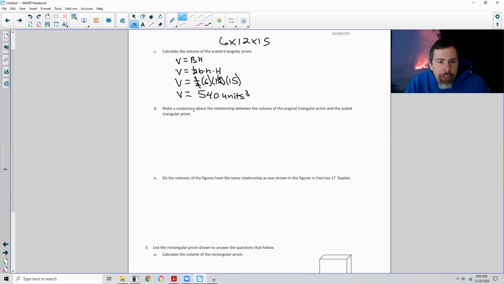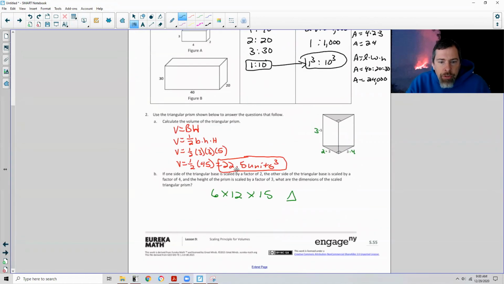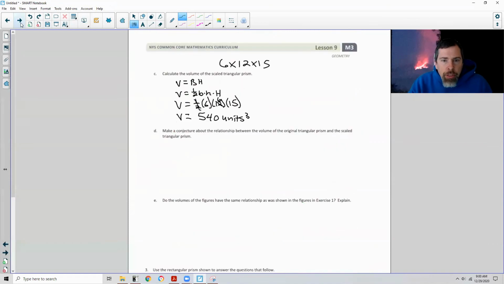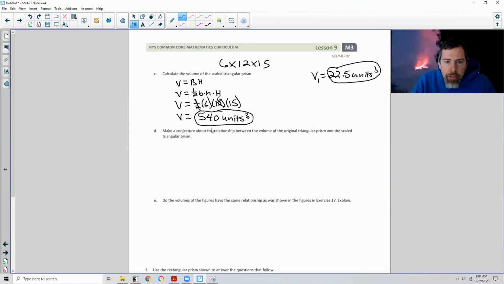Okay, so now it says make a conjecture about the relationship between the volume of the original triangular prism and the scaled triangular prism. So let's go back in that first. Let's look at the volume of the original. The volume was 22.5 cubic units. So let's bring that down and say the volume of the first triangle is 22.5 units cubed. And my new one is 540.